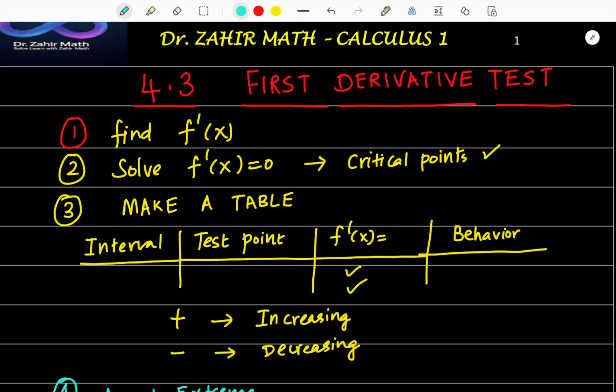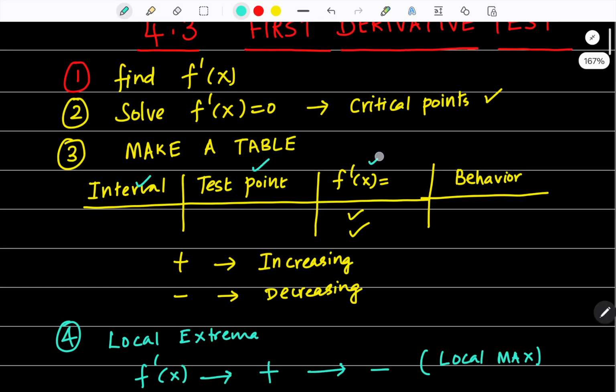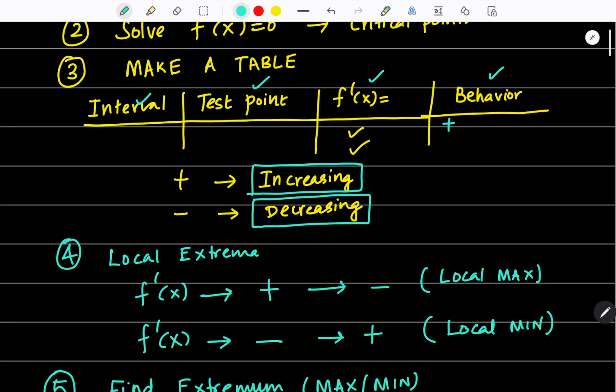So let me explain again what the first derivative test is. Step number 1, find f dash of x. Step number 2, set f dash of x equal to 0, and you will get critical points. Then step number 3, you are going to make a table with interval, test point, f dash of x and the behavior. Let me explain everything clearly, nothing to worry. If you are getting positive, then it is increasing. If you get a negative sign, then it is decreasing. If the sign changes from positive to negative, then you are going to find the local maximum. If negative to positive, then you are going to get local minimum. Keep in your mind.